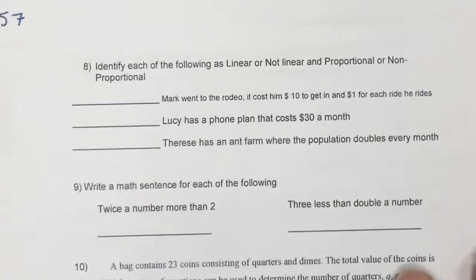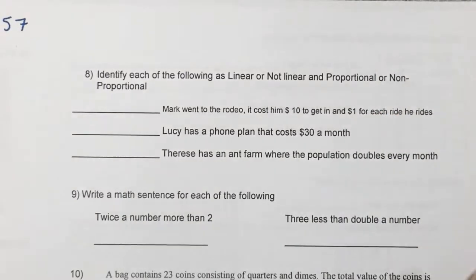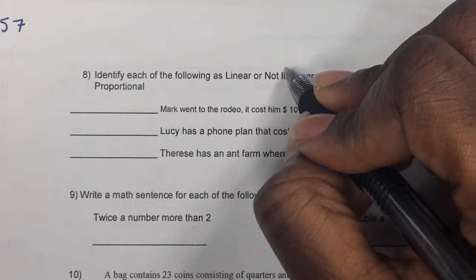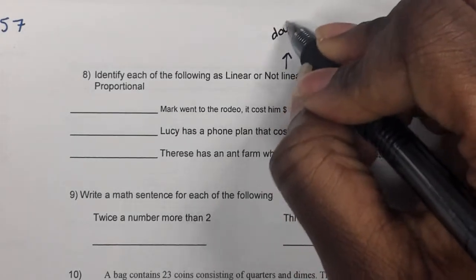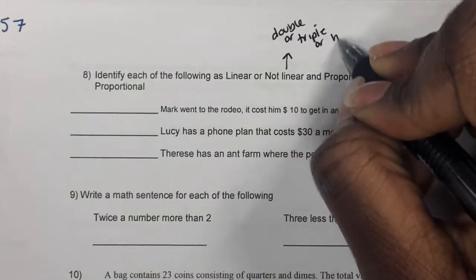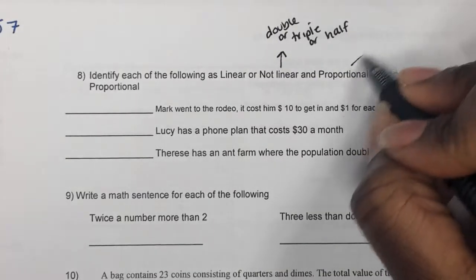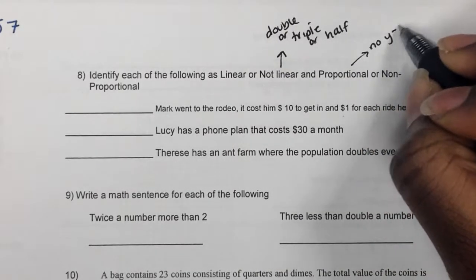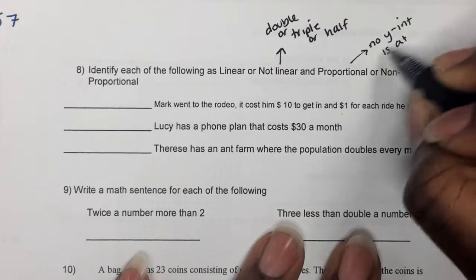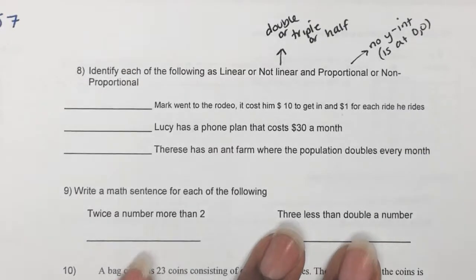Okay? Identify each of the following as linear or nonlinear and proportional or non-proportional. Remember, linear are the normal ones that have like per, each, or every. The way to identify nonlinear is when you see the word double or triple, or if you see it's like half each time. That will be a nonlinear. Okay? Proportional means it has no y-intercept, or should I say the y-intercept is at 0, 0, which means it passes through the origin.